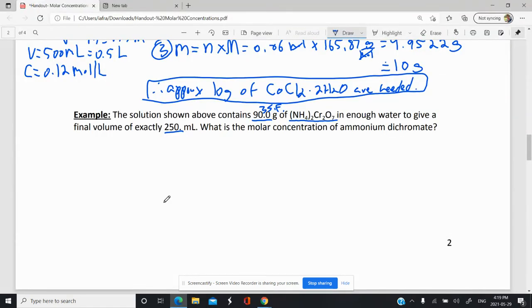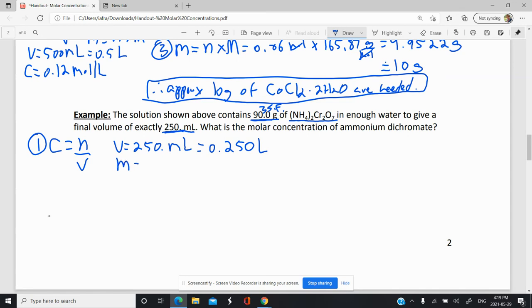So let's go ahead and try this out. So we want to find, this is just a regular concentration problem, but we're given the mass to begin with. So our first step, let's write out what we need. We need concentration is equal to moles over volume. We have our volume, which is 250 mils, so 3 sig figs, which is about 0.250 liters, so still 3 sig figs. We don't have our number of moles, but we do have our mass. Our mass is 90.0 grams.